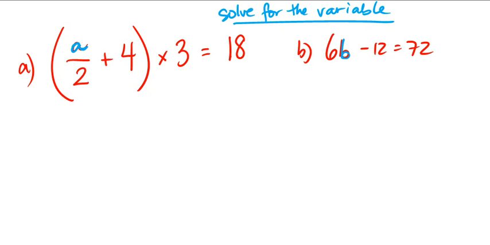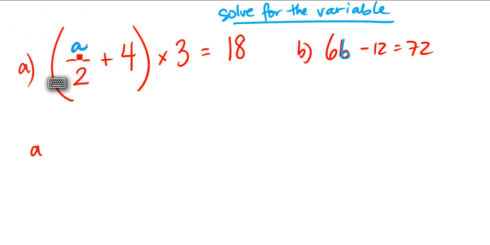So now we're going to do a couple of examples of solving for a variable or solving an algebraic expression using inspection. The first one we have is in brackets, a over 2 plus 4, close brackets, times 3 equals 18. The way that we solve this is we have to look at a, and see what has happened to a in order to create the answer 18.